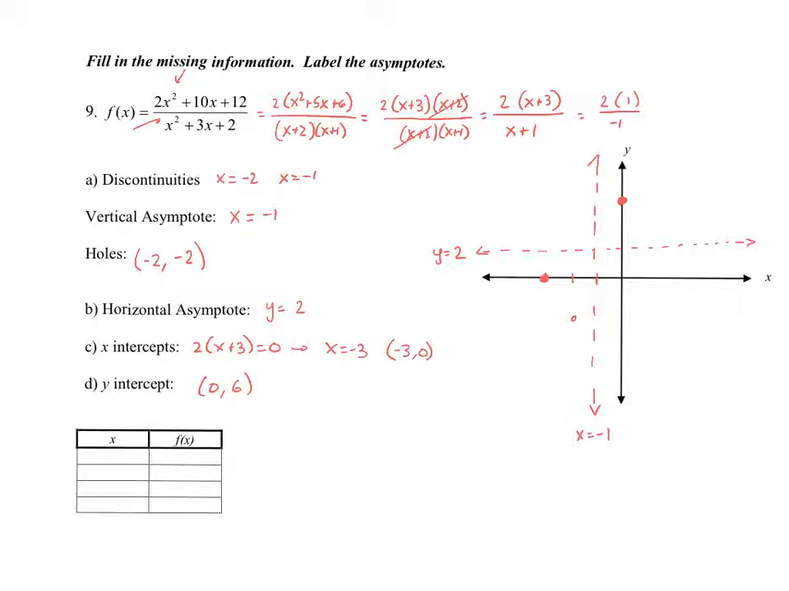So I'm going to pick another. I've already got 2 points to the left there, the hole being 1 and the x-intercept being the other. So I'm going to plug in negative 4. And I plug in negative 4. And again, you can do that in the original function or the simplified function.